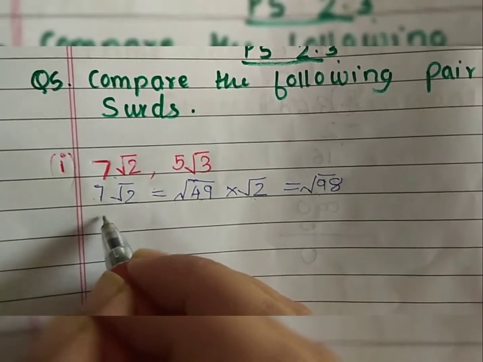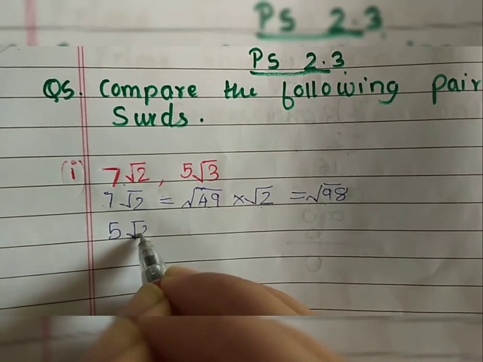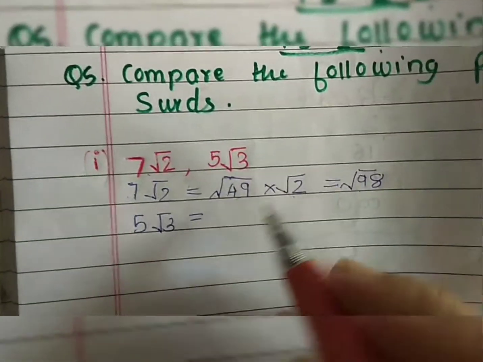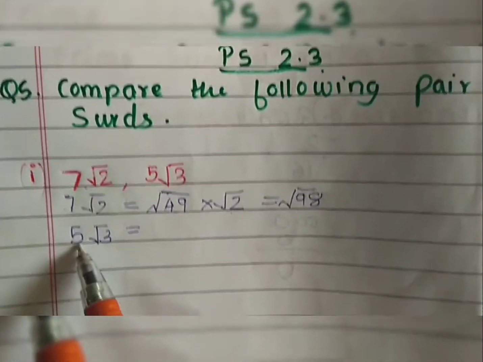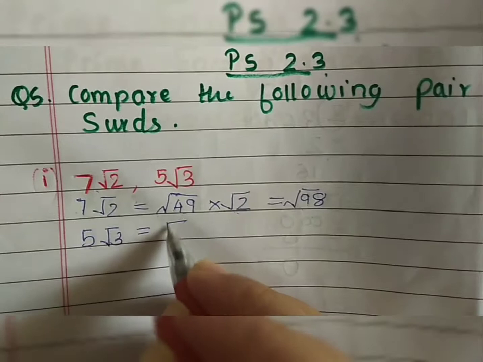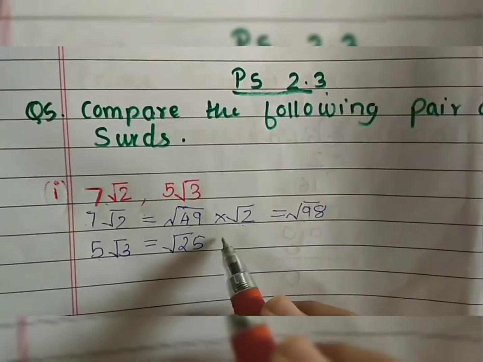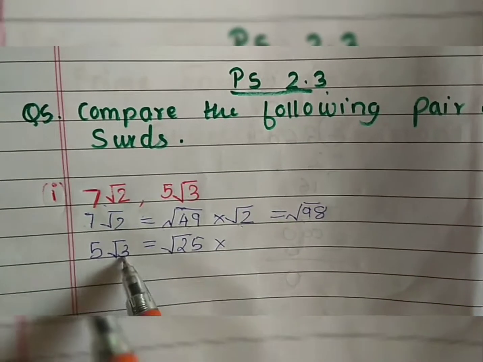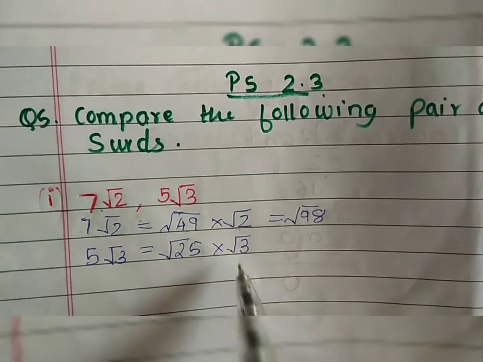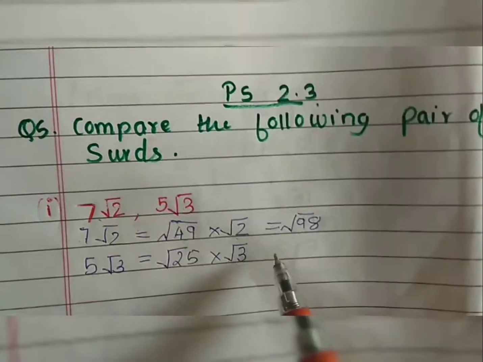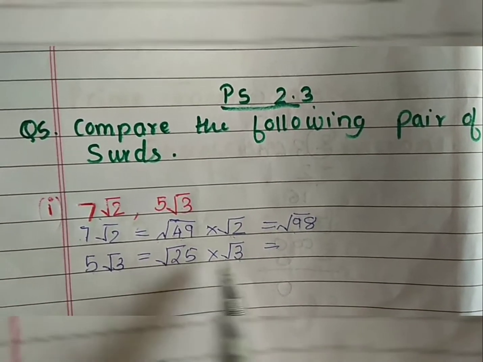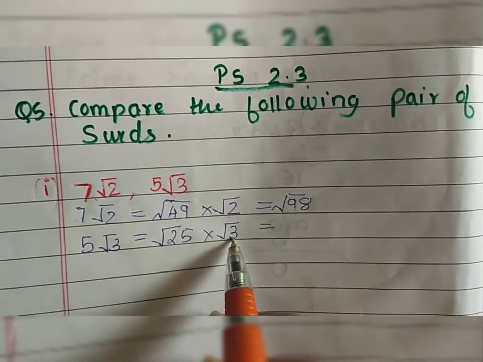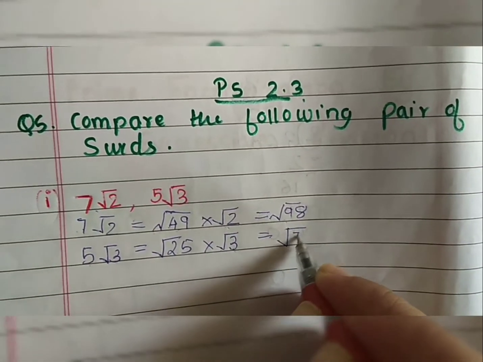Similarly, we'll be solving 5 root 3. Now, what is the square of 5? That is 25. So we'll put it under the radical sign, and the square root of 3 will remain as it is. Now we can multiply 25 by 3, which will give you 75.